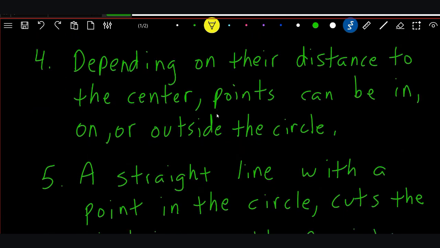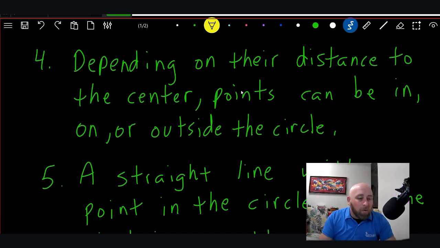Number 4, depending on their distance to the center, points can be in, on, or outside the circle.